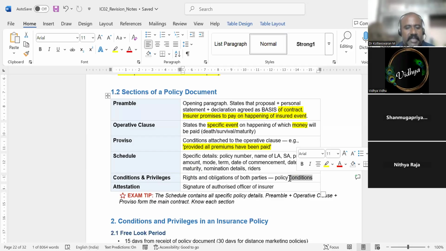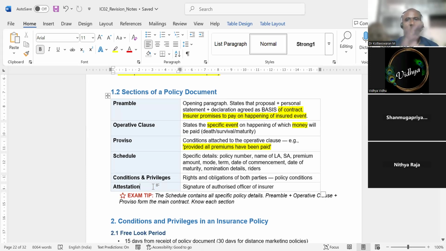Then comes the attestation. Attestation is signature. You need to sign that you are accepting the offer, that you have read and you are accepting whatever is given in the document. And the insurance company will have the authorized signature that they are accepting all these things and giving it to you. So this is called attestation. Any questions on the sections?